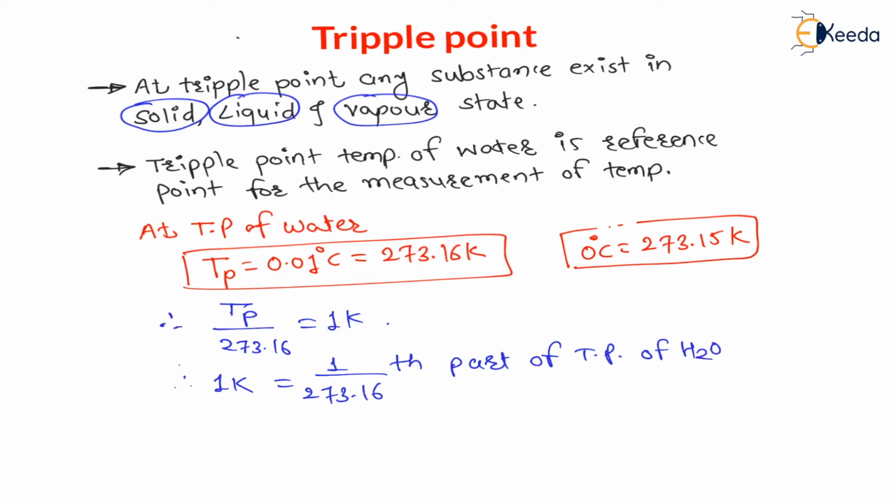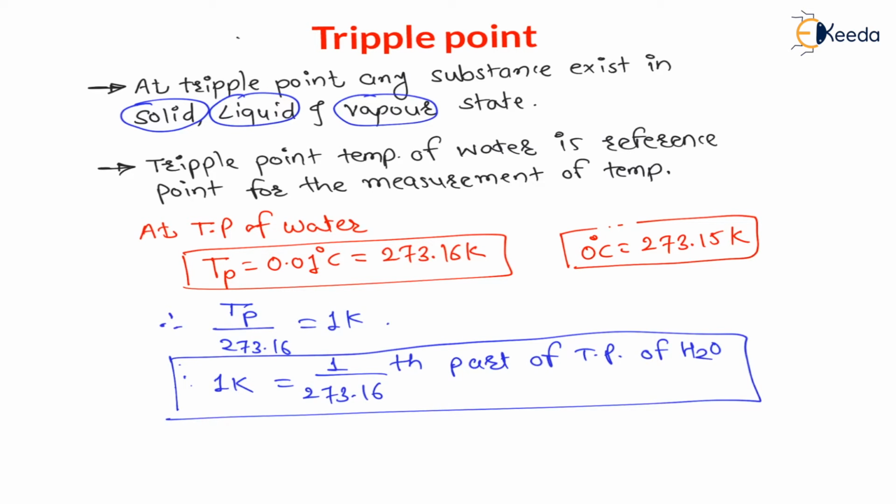This definition is very much important. From this we are calculating Kelvin temperatures, right? Therefore, many times they have asked this definition directly. 1 Kelvin is nothing but 1 upon 273.16th part of the triple point of water. Again, water is important, my dear students, because this triple point of water is a reference point for the measurement of temperature. Now, at triple point, the substance exists in solid, liquid, and vapor state.